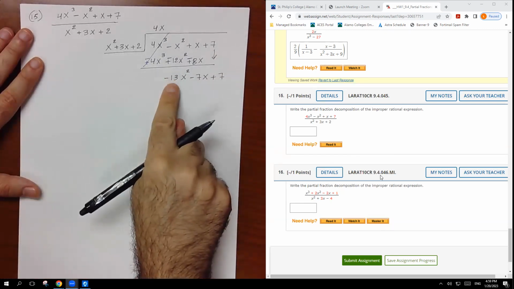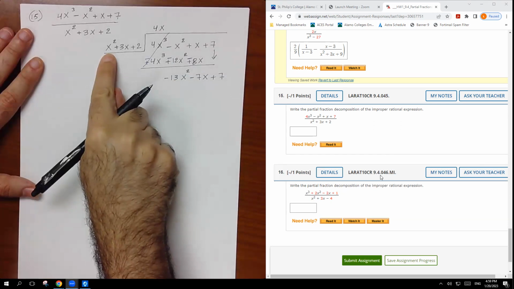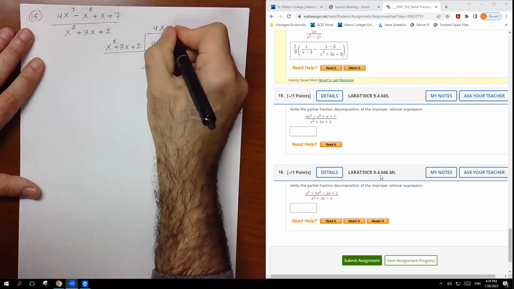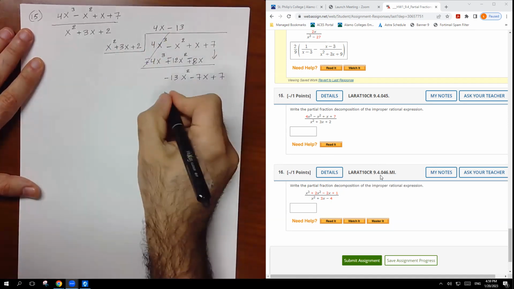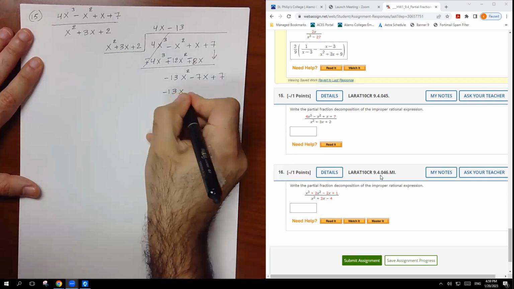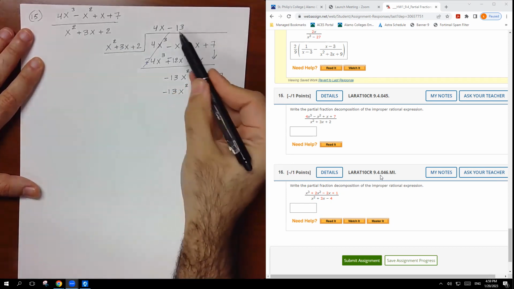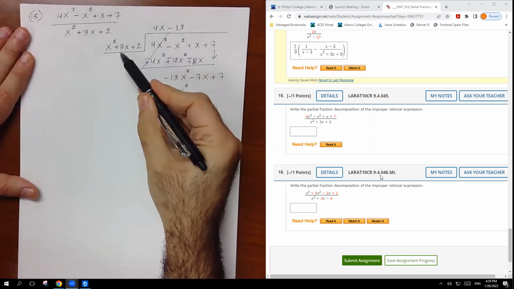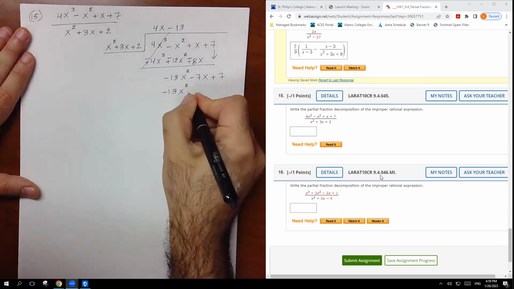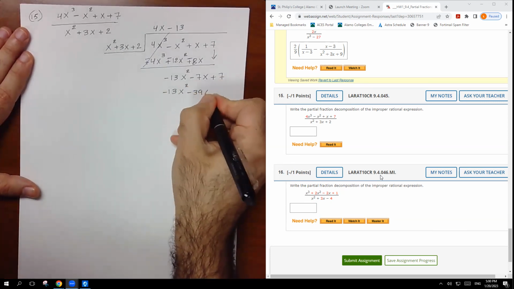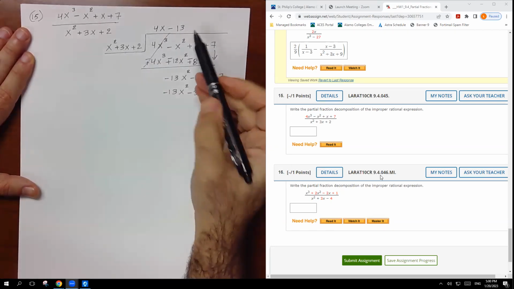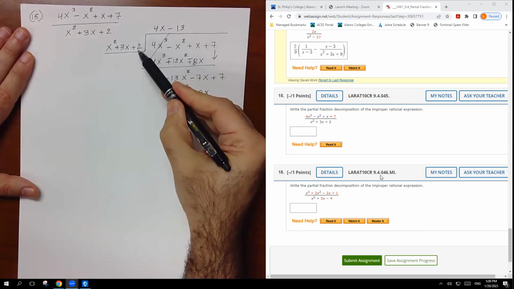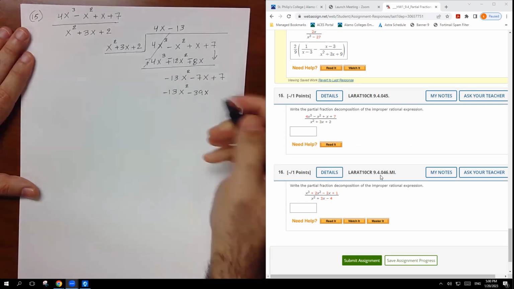Negative 13x squared, divide by x squared, so it's going to be negative 13. So here is negative 13. Now negative 13 times x squared is going to be negative 13x squared. Negative 13 times 3 is going to be negative 39x, not squared, x. Negative 39x. Now negative 13 times 2 is going to be negative 26.